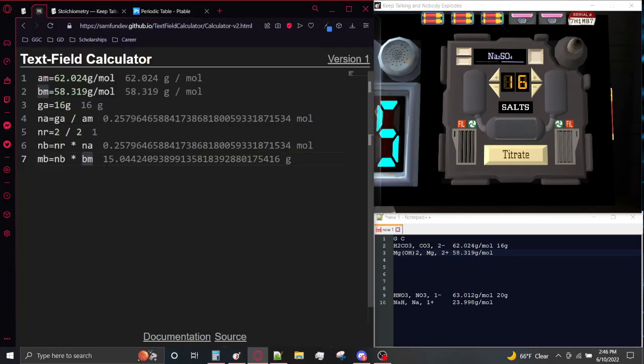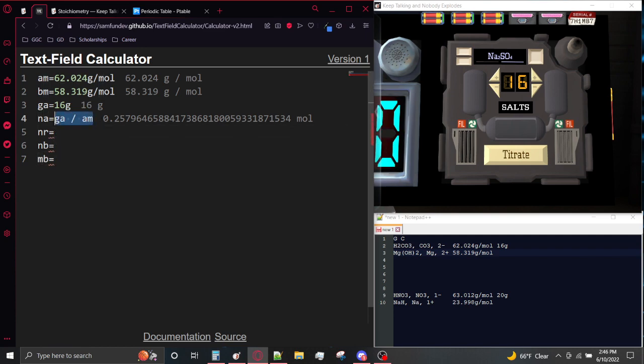Okay, so we're going to be doing the same process that we did with the previous reaction, but instead with 20 grams, and we have different molar masses. We have 63.012 and then 23.998. So to get the moles of our acid, we're going to take the grams of the acid and divide it by the molar mass, which gives us our number in moles. We're going to take the molar ratio. We're going to take the number by the minus and divide it by the number by the plus.